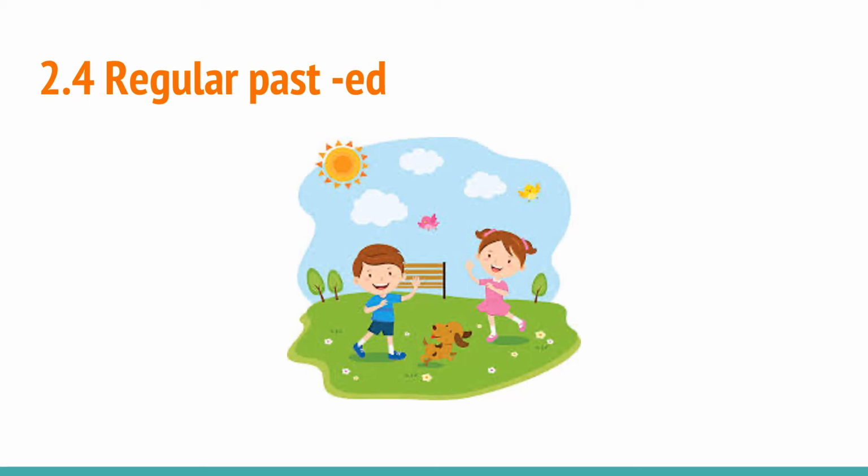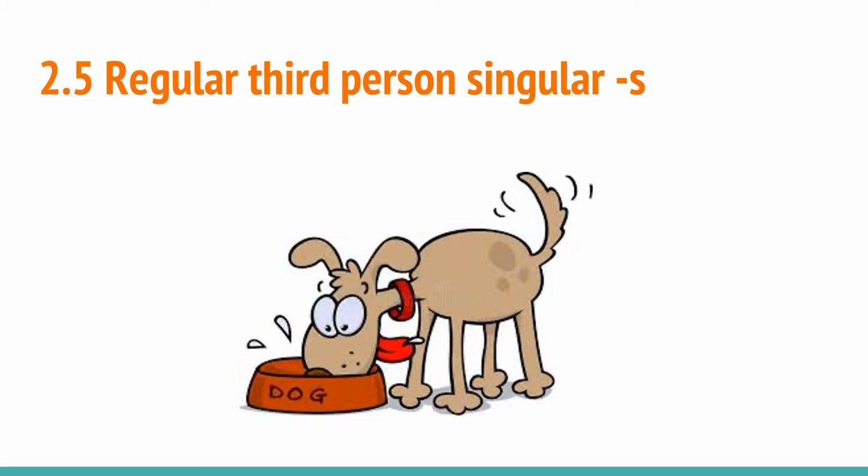There's also the irregular past tense verbs such as hurt, got, and told. Those are usually the words that children will overgeneralize with the ending ed. Regular third person singular s. The s marker for regular third person singular is indicated by the person and number of the subject present in the sentence. An example of this is, the dog eats too much.